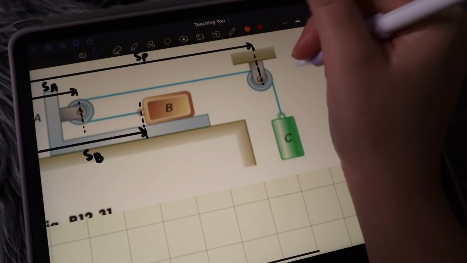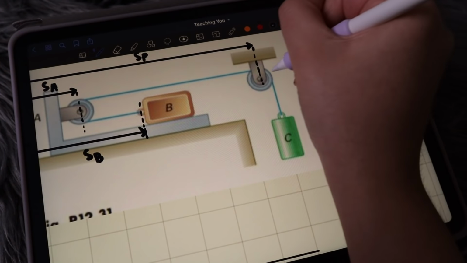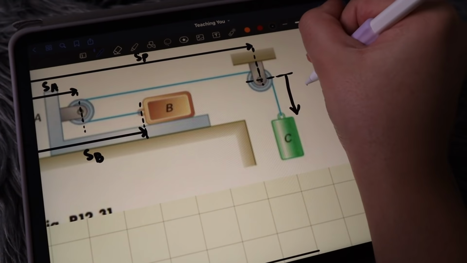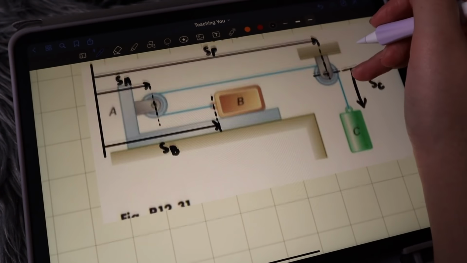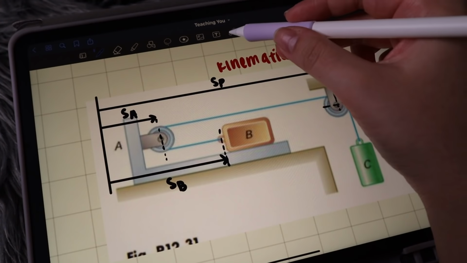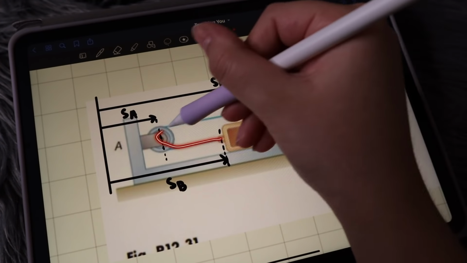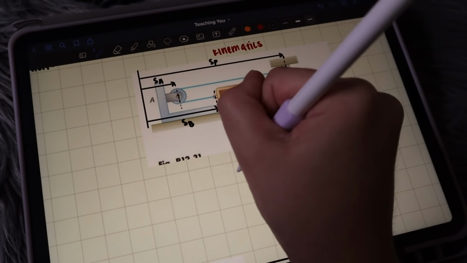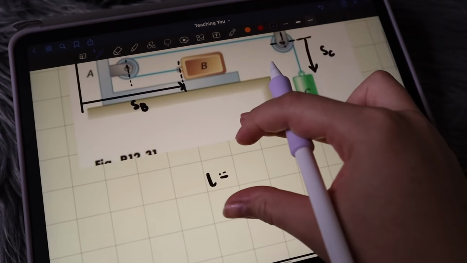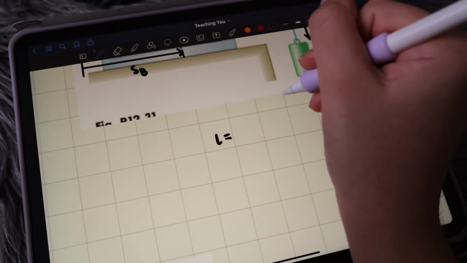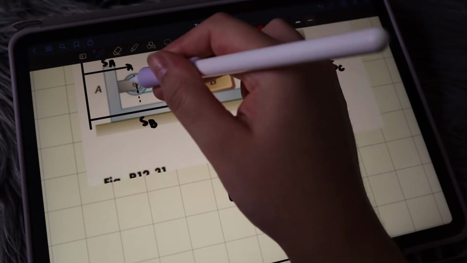And then finally, we also need to account for this piece. So this is going to be SC. Okay. So from here, we're going to go ahead and add up all the pieces of the cable or the rope, whatever you want to call it. We're going to say that the total length of the rope is the sum of all those pieces.